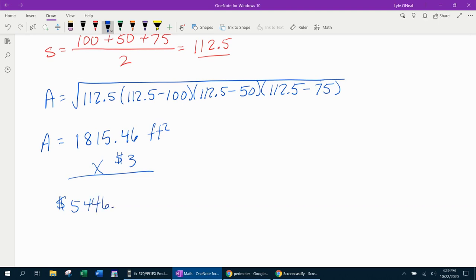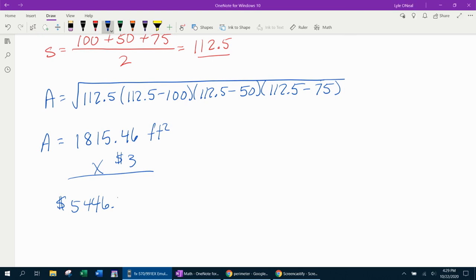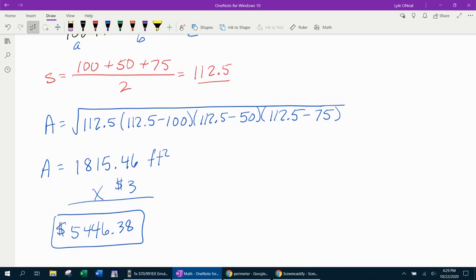5,446 point. And if you're wondering, where do I round this to? This one is easy. Since it's money, you always round to the nearest penny. Money to the nearest cent, 38 cents. And there's the final answer for that application problem.